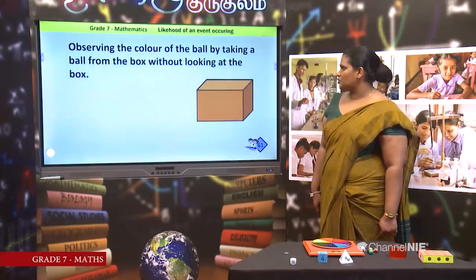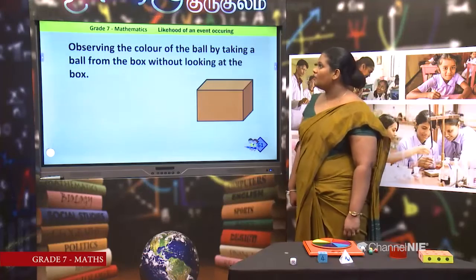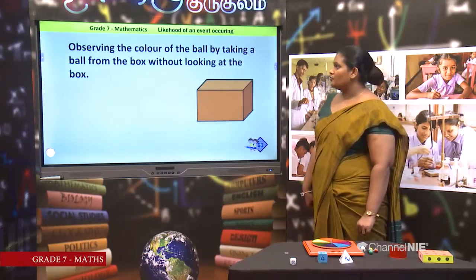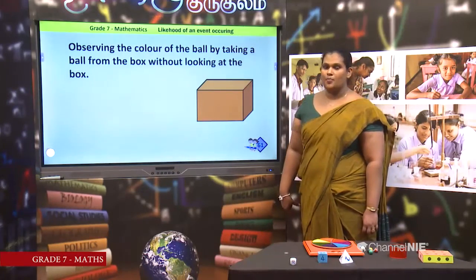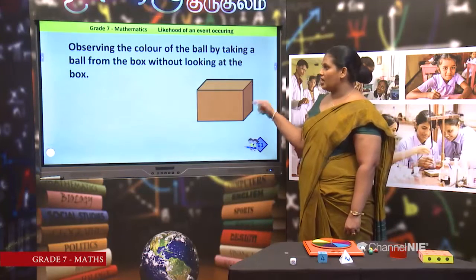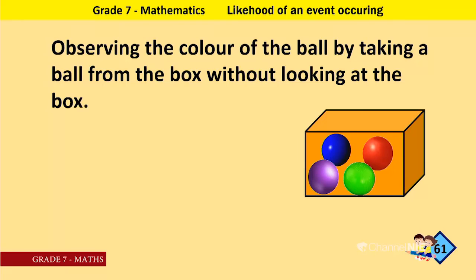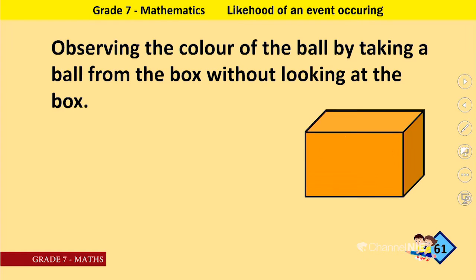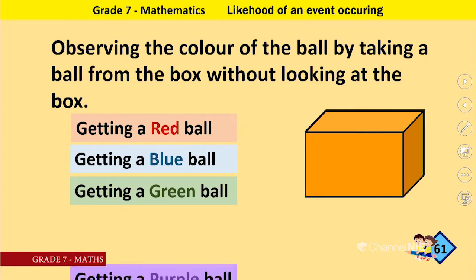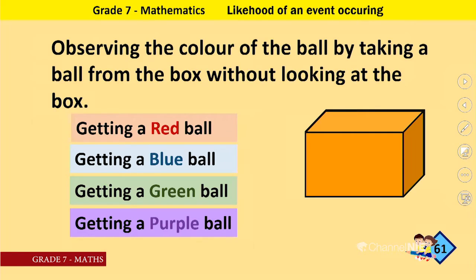Then the next one, observing the color of the ball by taking a ball from the box without looking at the box. Now, there is a box with 4 balls. So, if you take one ball out of it without looking at the color, you might get a red ball or a blue ball or a green ball or a purple ball.